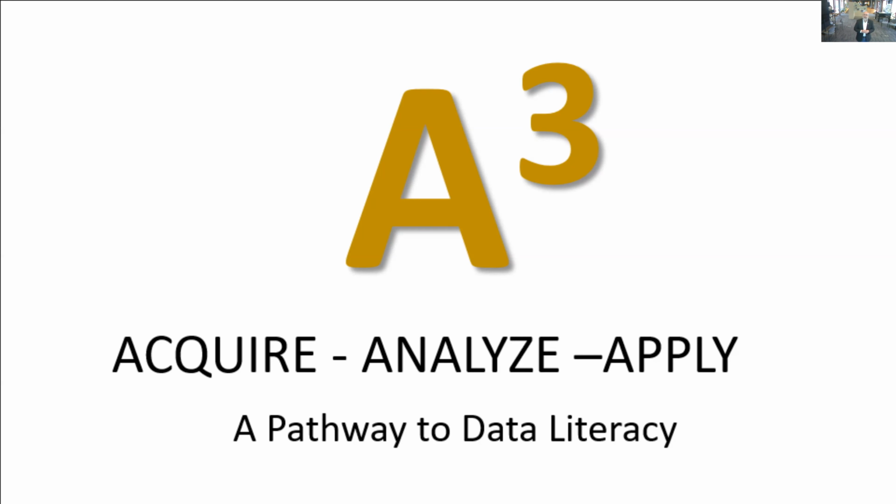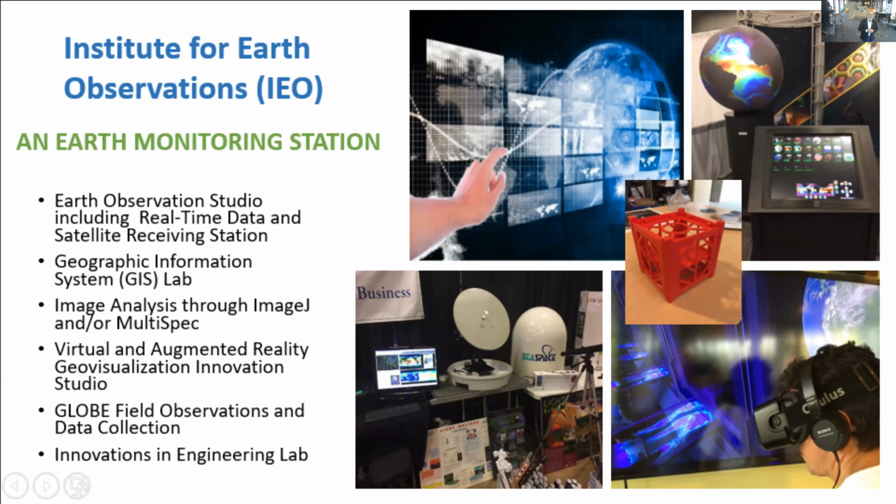Just a little bit about us here at the Institute for Earth Observations. Basically what we've created in our center is an Earth monitoring station, and there's different aspects, as you can see going down the left-hand column there, that it's about observing the Earth in real time. Where does that come from? Either from NASA, NOAA, again, NSF, any live sites, European Space Agency, many, many sources of data.